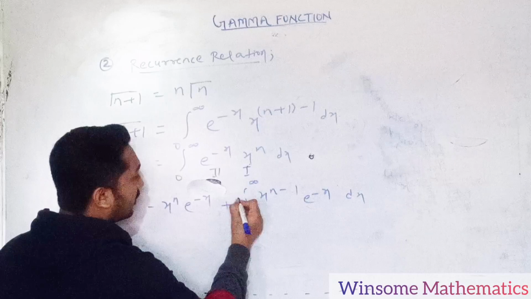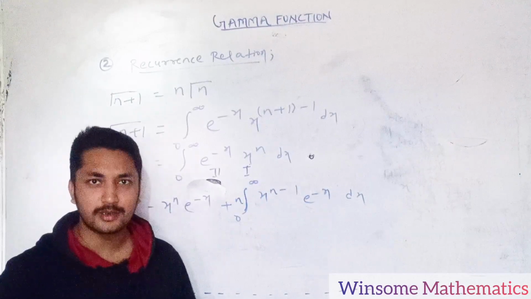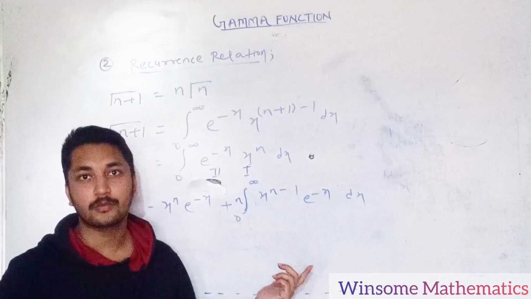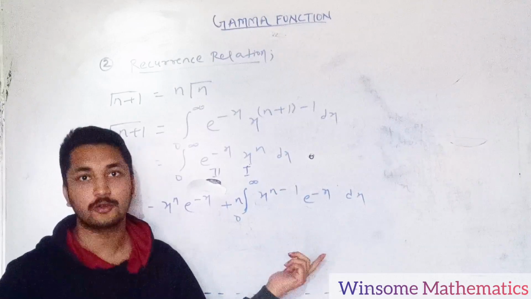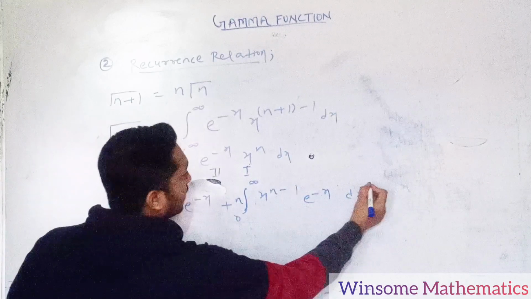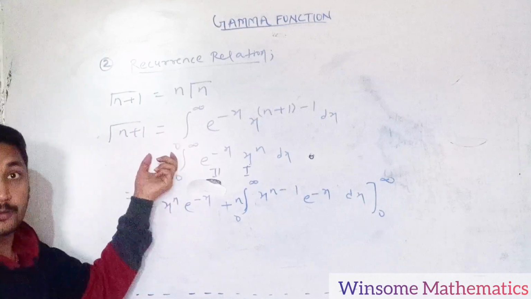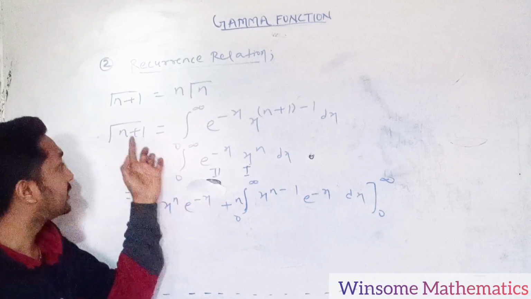Okay, and now how does it look? It simply looks like gamma n. This is the definition of gamma n. After solving it, we can easily evaluate the recurrence relation, that is n gamma n plus 1. We will compare LHS and RHS.